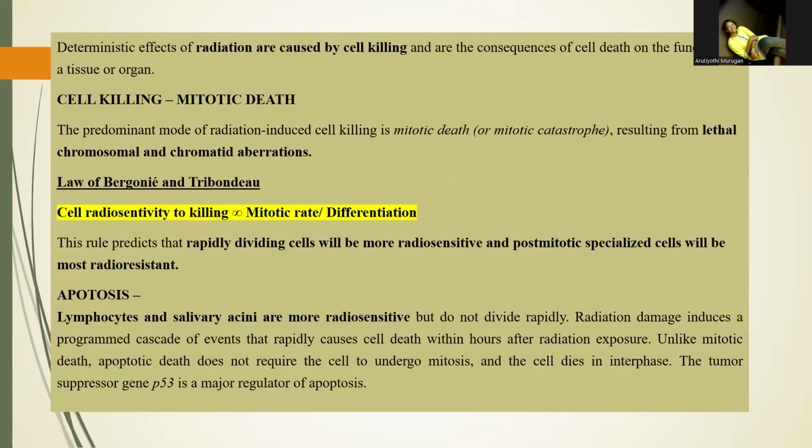The rule that is being followed by deterministic effect is known as the law of Bergonié and Tribondeau. It states that radiosensitivity is proportional to the mitotic rate and inversely proportional to the degree of differentiation. So basically, the cells which are more sensitive to radiation, like reproductive cells, lymphocytes and bone marrow, will manifest the effects faster than the other cells.